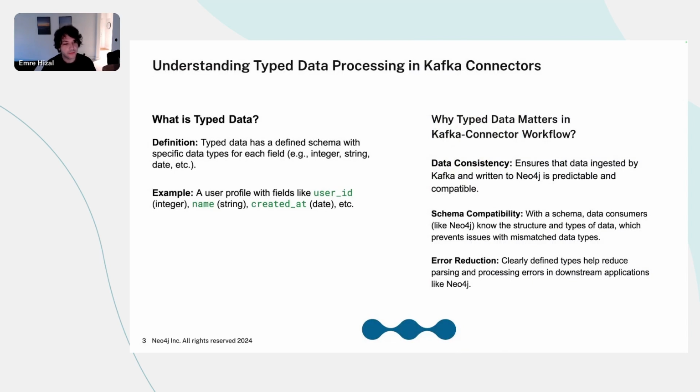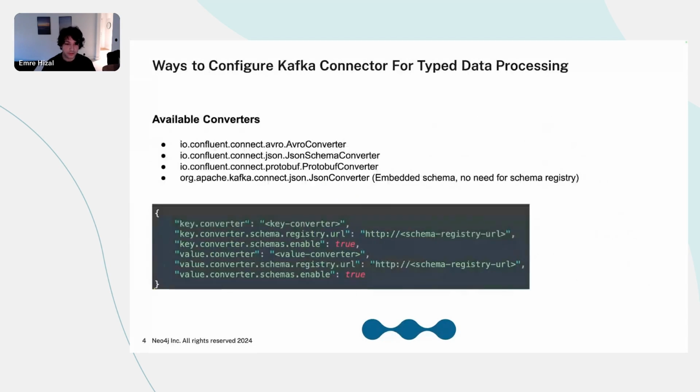First of all, what is type data? The definition is that type data has a defined schema with specific data types for each field. This might be integer, string, date, number, float, this kind of types. As an example, user ID, integer, name, string, created at, date. And why does it matter for us? First of all, data consistency, schema compatibility, and also we are aiming to reduce possible errors while processing the data with these aspects.